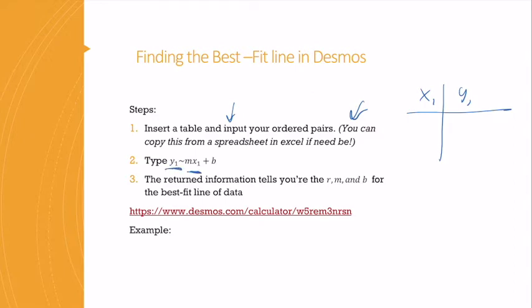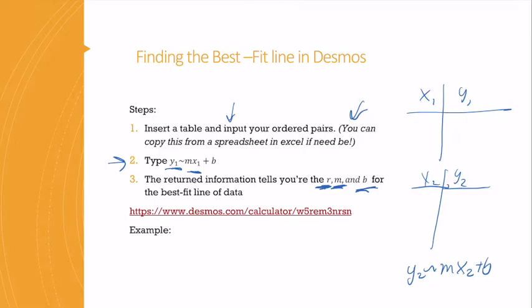If you try a second problem, it'll generate another table of x2, y2, and then you just have to change this equation to y2 tilde mx2 plus b, okay? Desmos is going to return information for you. It's going to give you your R coefficient, your slope, and your y-intercept, because R and slope are not the same. So let's work through an example.